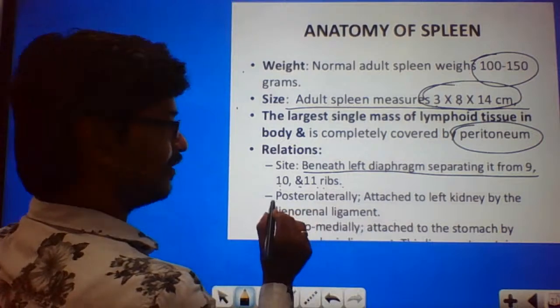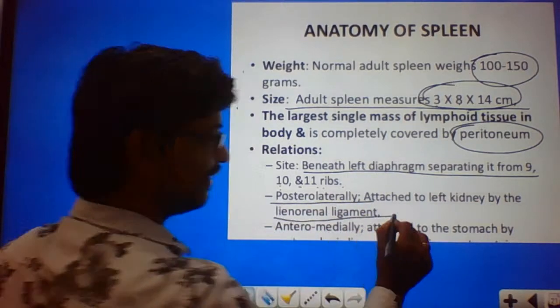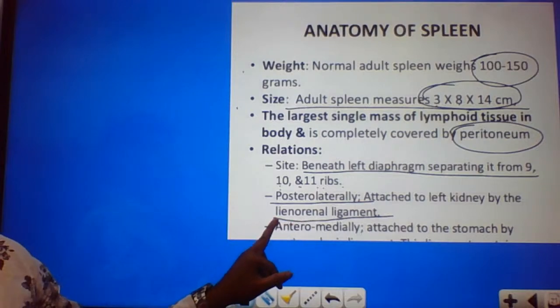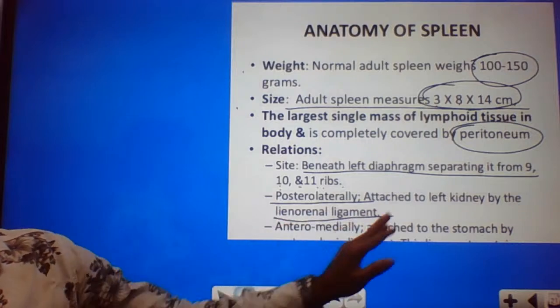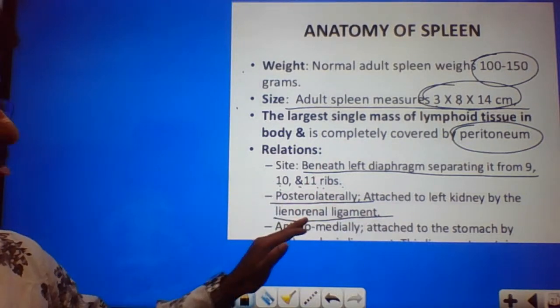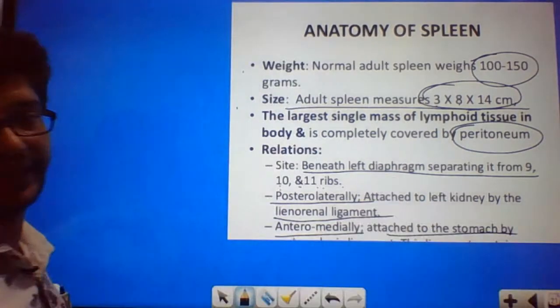And it is posterolaterally attached to the left kidney by the lienorenal ligament. Left kidney ஓட attached ஆன மாதிரி இருக்கும். This ligament is called the lienorenal ligament. The lienorenal ligament மூலமா this spleen is anchored or slightly attached to the left kidney. And it is anteromedially attached to the stomach. It's also attached to the stomach.